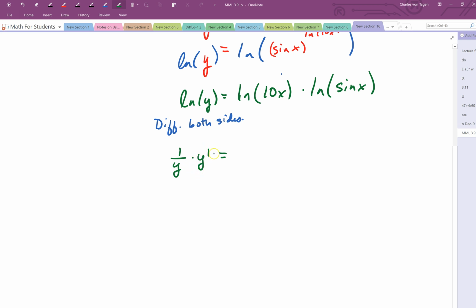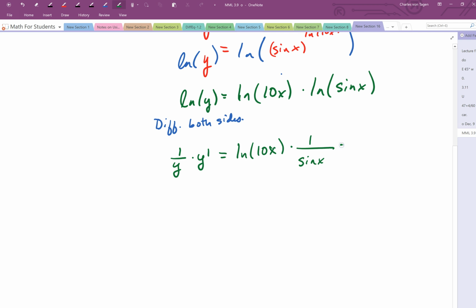Since we don't want to replace that with y itself, we just go ahead and write y prime there. Okay. Now we're ready to continue. On the right-hand side, I've got a product rule. So here we go. Here is the first times the derivative of the second.